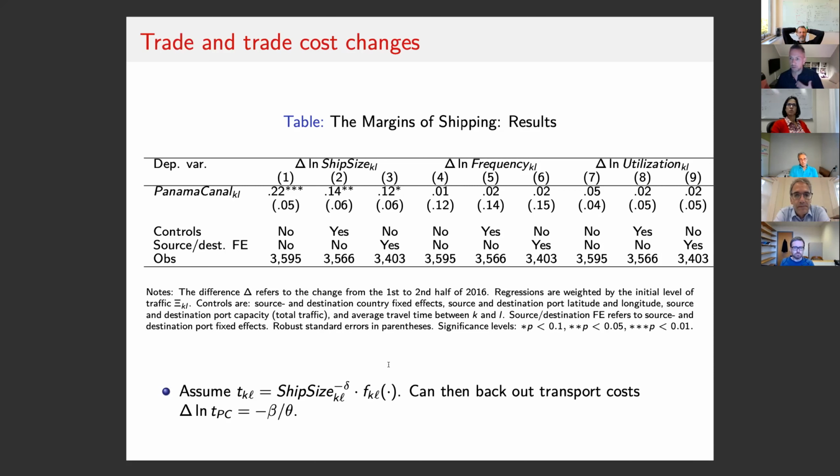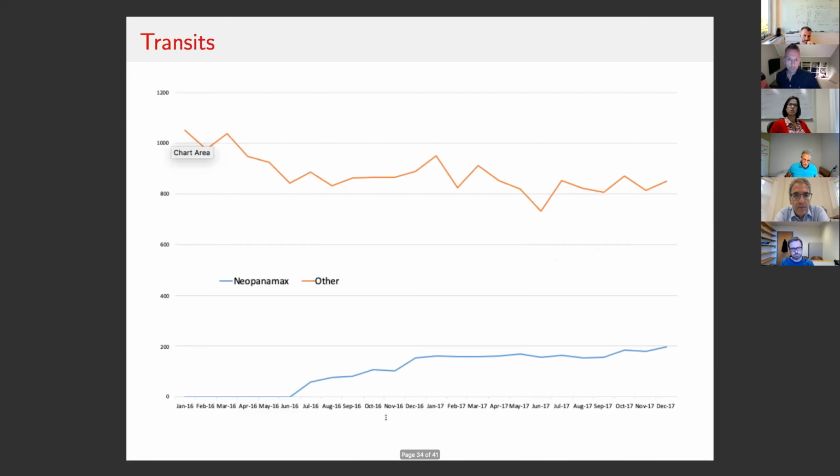Now, as we typically do in a lot of trade papers, you can parameterize the transportation cost as being a function of ship size, as I'm doing over here. And then we can simply back out the change in the transportation cost on the Panama Canal segments. So that's what we're going to do.